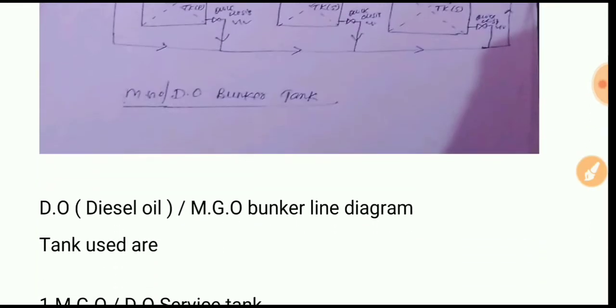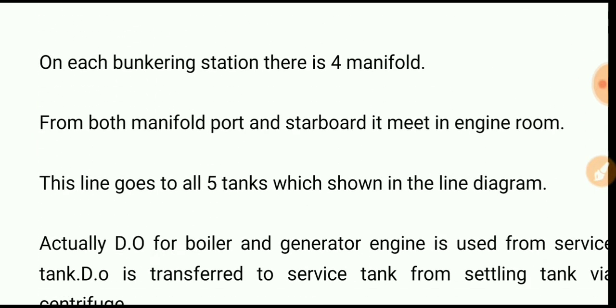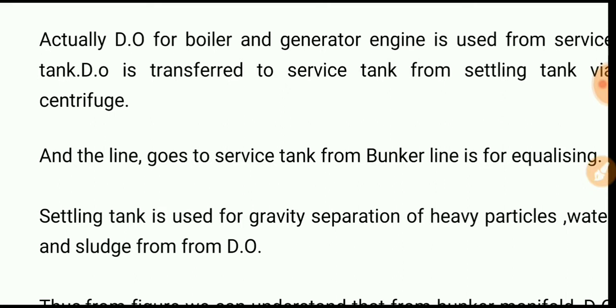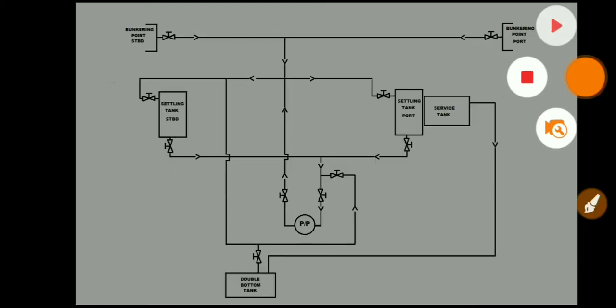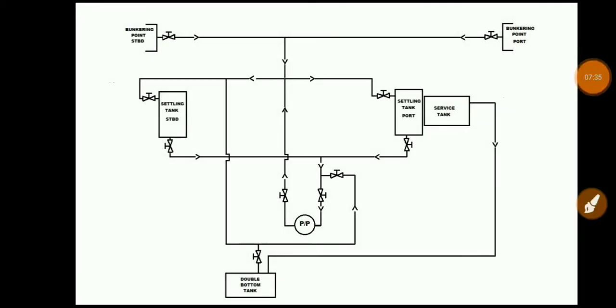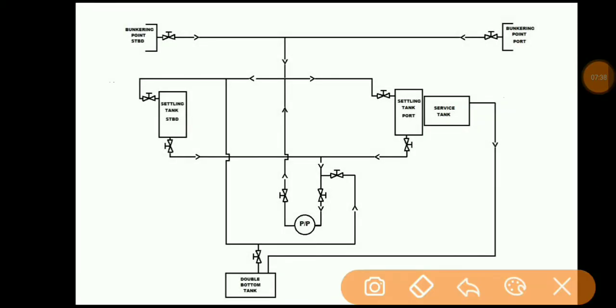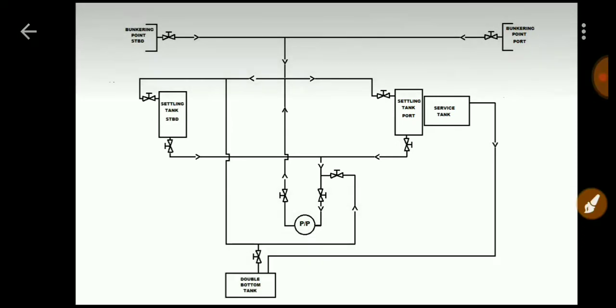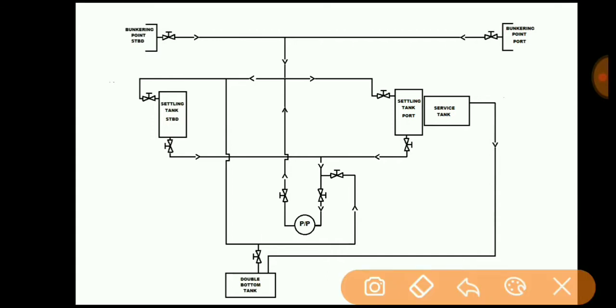This is all about the DO bunker line. Now I will show the figure of an old ship in which there are two settling tanks and one double bottom tank. This is the line diagram which I will show. This is the bunker station, two settling tanks, one service tank, one double bottom tank. Okay.